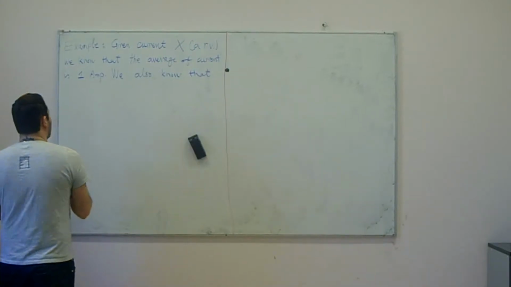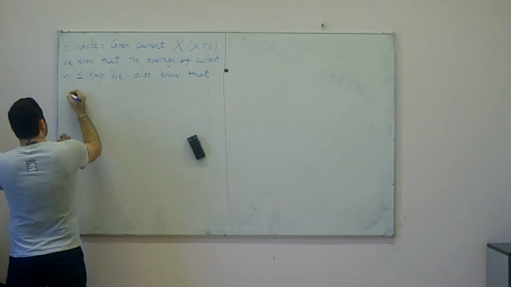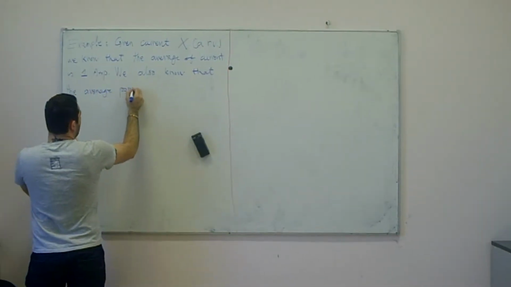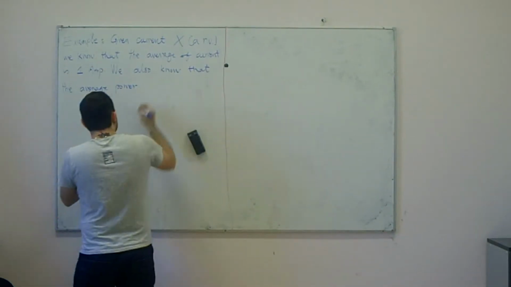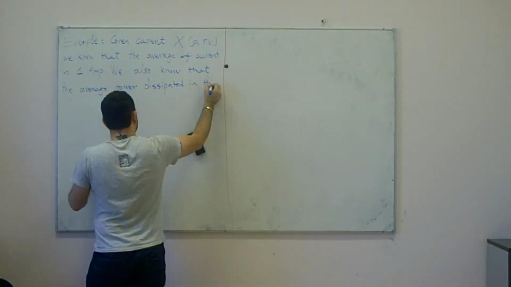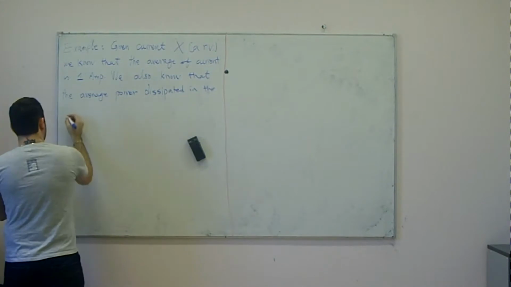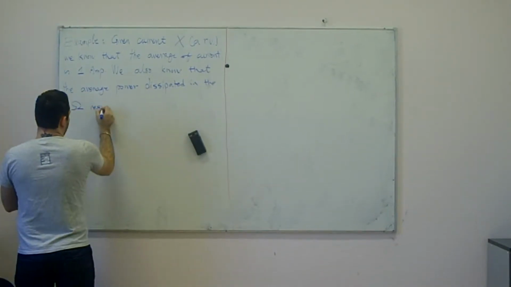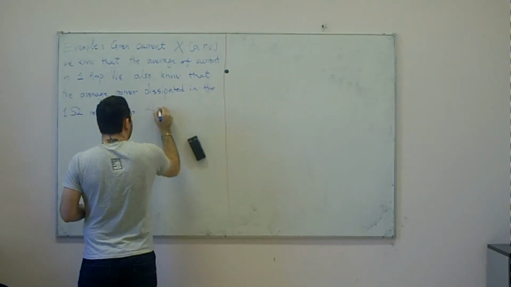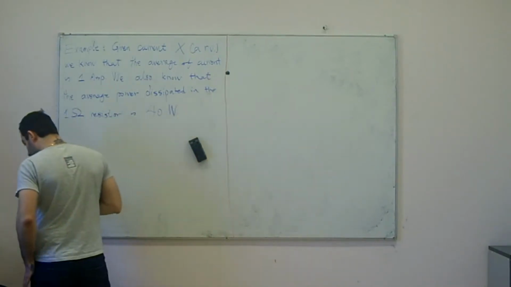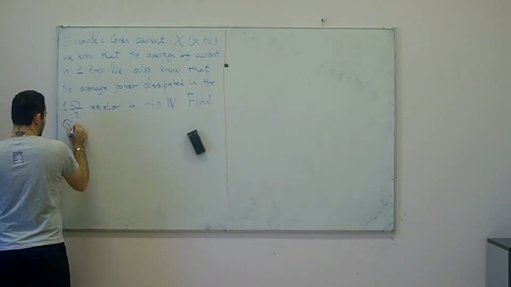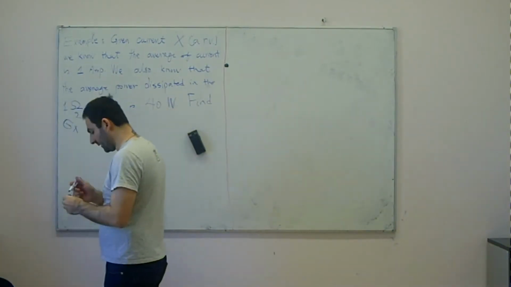We also know that the average power dissipated in the 1 ohm resistor is 40 watts. Find sigma square of x, which means we find the variance for the current x.